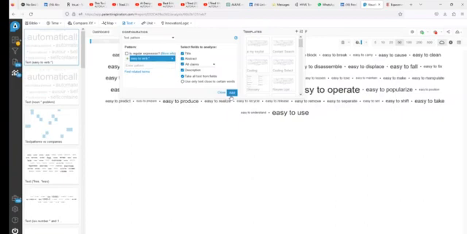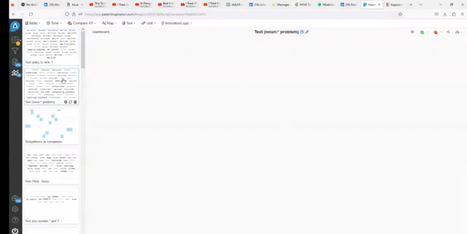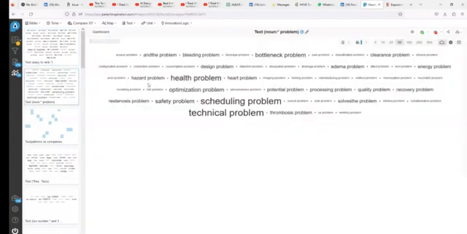I looked at, for example, replacing aluminium foil in a packaging yesterday, and all I was looking for was replace aluminium, and then look at where else and what they replaced it with. So it can be very specific. Here, as you see, easy to degrade, implement, install, operate, popularize, manufacture, and so on. Whereas for my noun problems, there are quite a few here which are about scheduling or technical or clearance or energy problems.